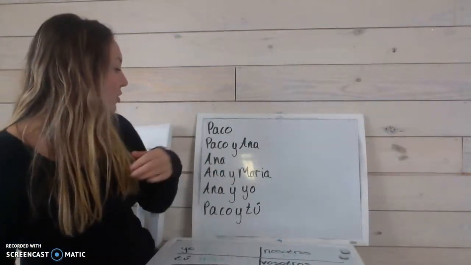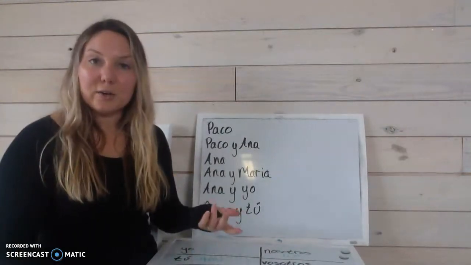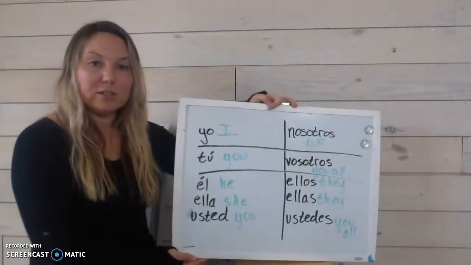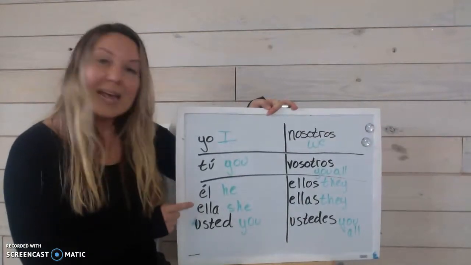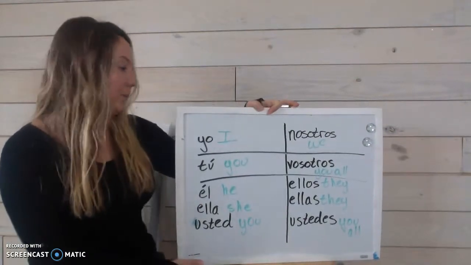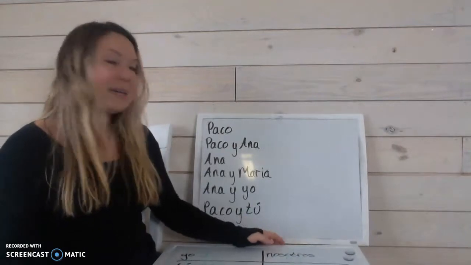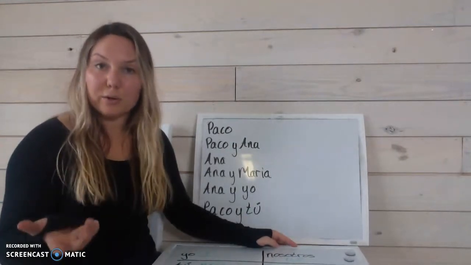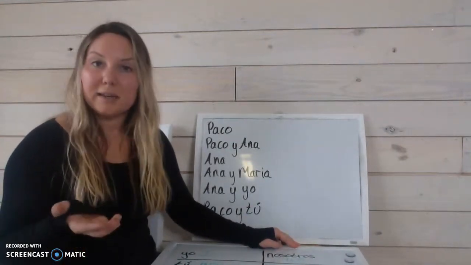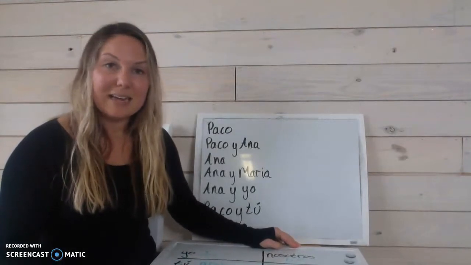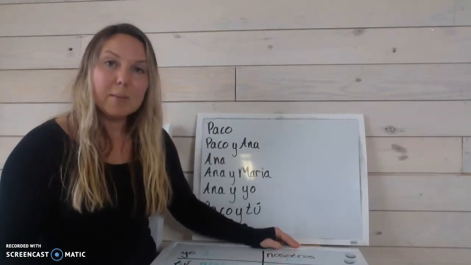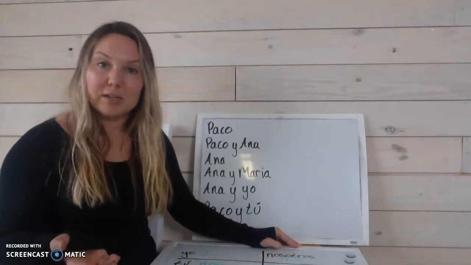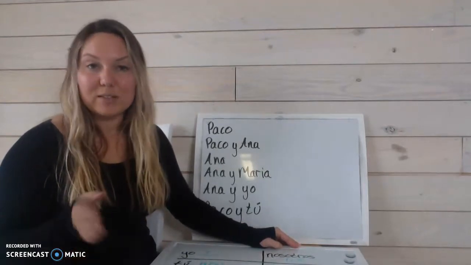Now, what if it's just Ana? Ana goes to the store. If we didn't want to change the sentiment, then we would probably say ella. She goes to the store. Ana y Maria, two girls. Take a second, think about it. Ana y Maria go to the store. Might want to say they go to the store. So we're going to use ellas because it's two girls.